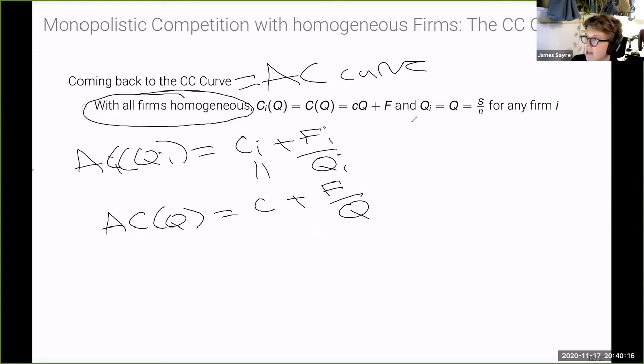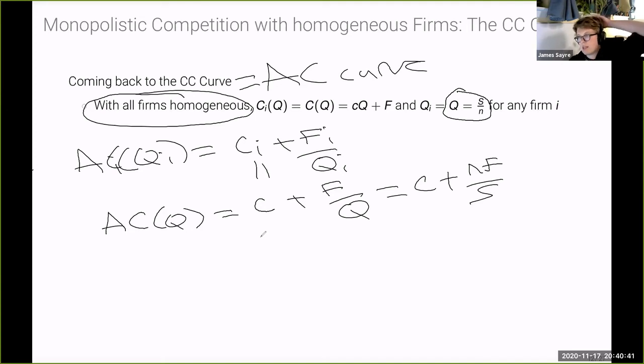The next we can realize is that each firm is going to produce the same output. And we've already justified that each firm is going to produce S over N. And so instead of having this q here, I can just plug in for q equaling S over N. And so what is that going to give me? It's going to give me c plus NF over S. So this is going to give me now not the average cost of a good in response to what my individual firm sells as a quantity, but the average cost for every identical firm that's going to be in the industry.